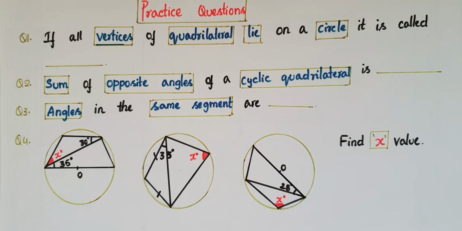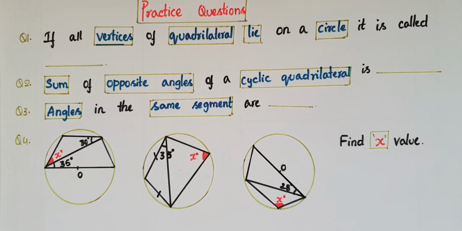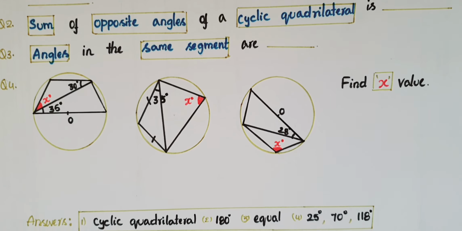Now do these practice questions. Here you can use angle in a semicircle is 90 degrees. And here you can use that angles opposite to equal sides are equal, and then you will get x degrees. Here also angle in a semicircle is 90 degrees. Now these are the answers.